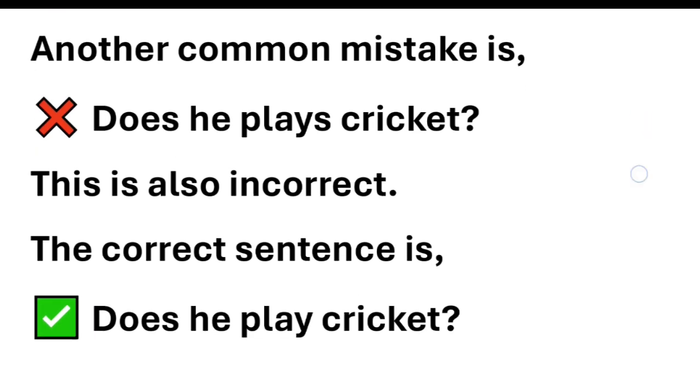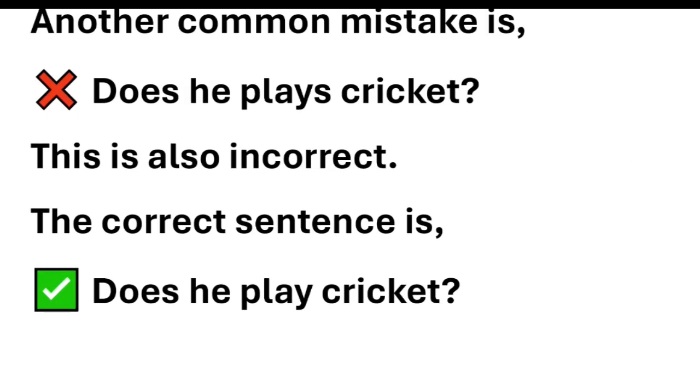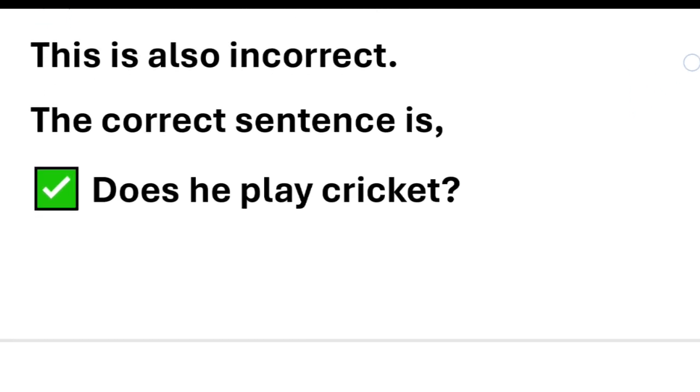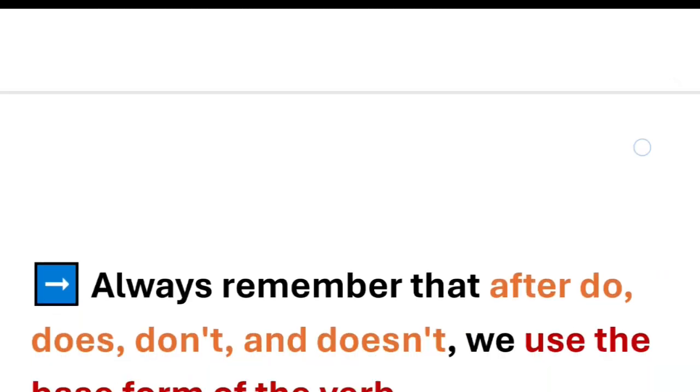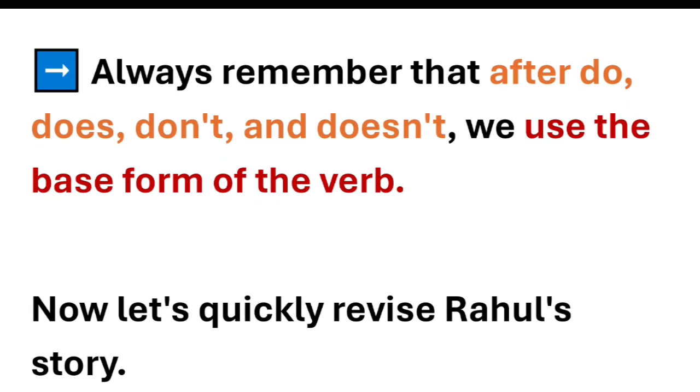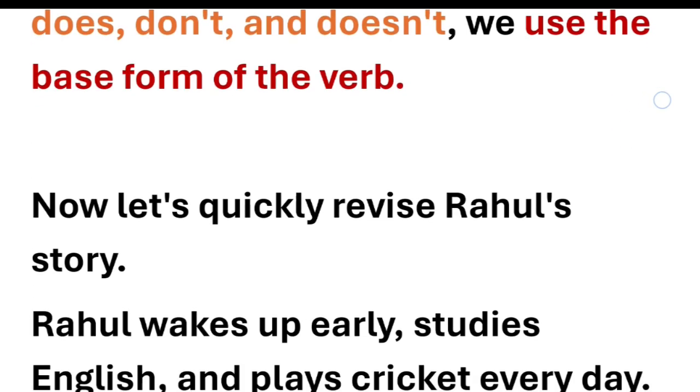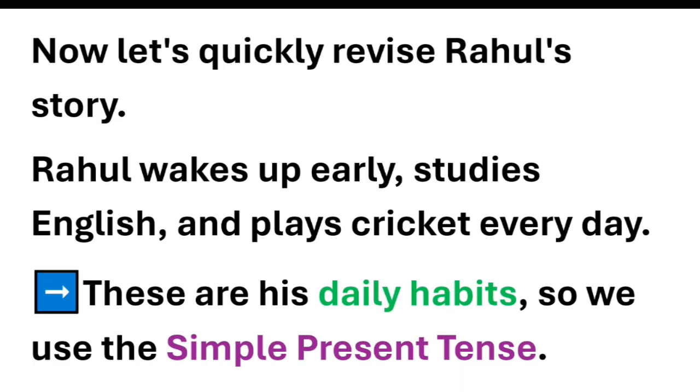Another common mistake is does he plays cricket? This is incorrect, and the correct will be saying does he play cricket, because right after does the base form of the verb will come. That means without s or es. So does he play cricket will be right. Always remember that after do, does, don't and doesn't, we use the base form of the verb.